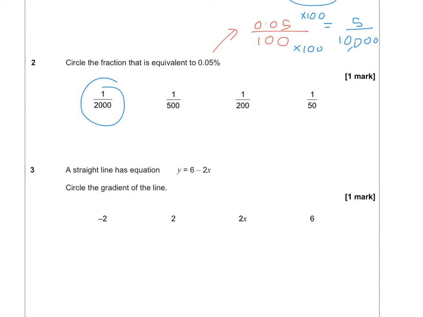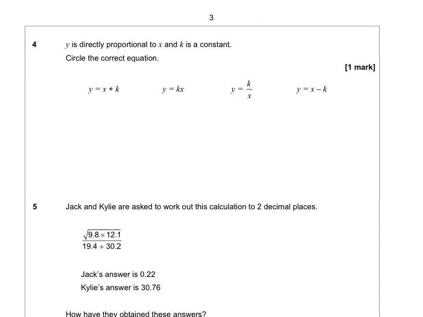Question 3. A straight line has equation y equals 6 take away 2x. Circle the gradient of the line. If we compare this to y equals mx plus c, where m is the gradient, we can see that the gradient is -2. Question 4. y is directly proportional to x and k is a constant. Circle the correct equation. The correct equation is y equals kx.